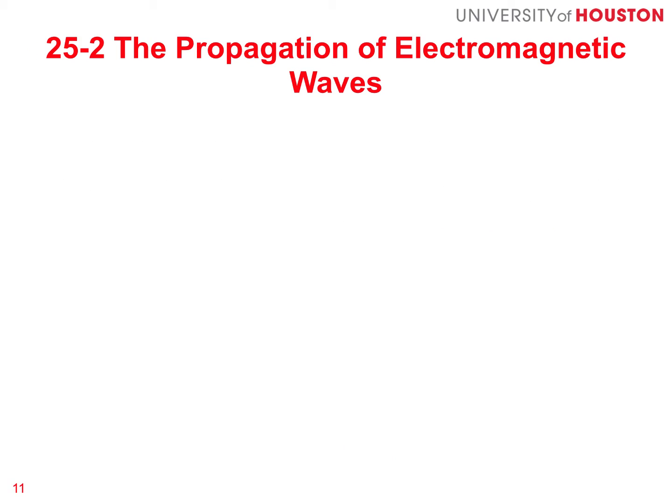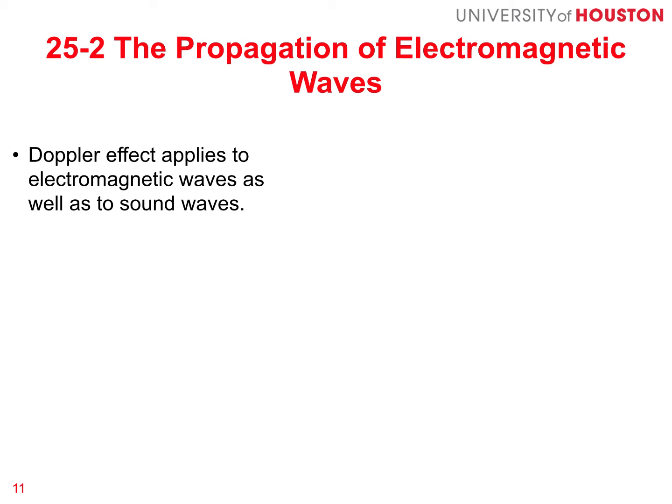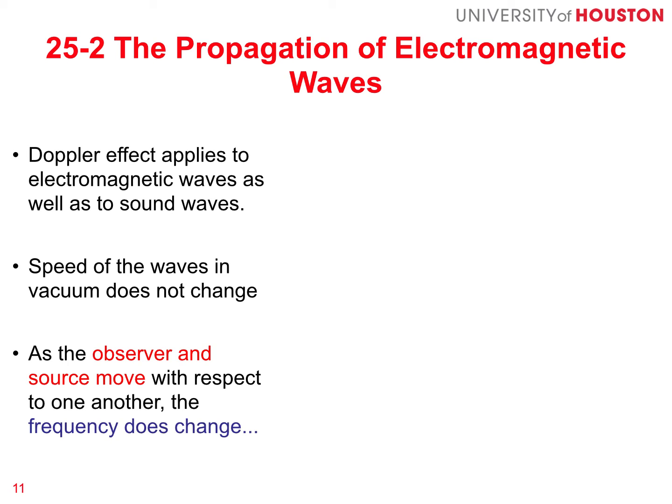Just as for sound waves, the Doppler effect applies to electromagnetic waves as well. The Doppler effect means that the frequency of a wave will change if the source of the wave is either moving away or towards the observer of the wave. The new frequency is given by the frequency of the emitted wave times 1 plus or minus the speed of the source of the emitted wave divided by the speed of light.